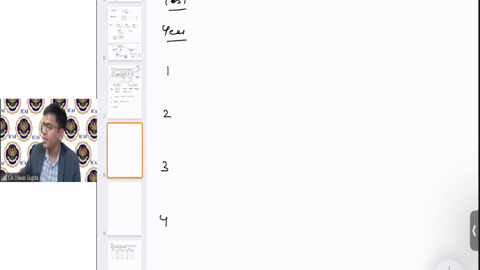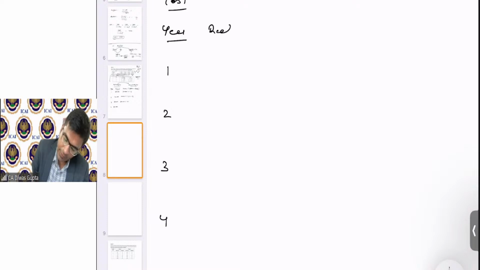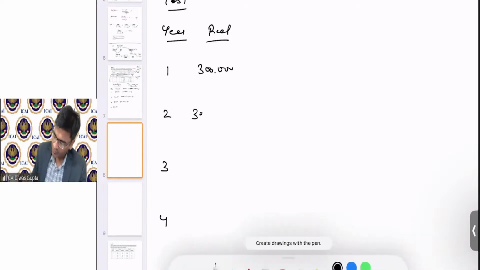Now similarly, the cost table, year 1, 2, 3, and 4. So the costs are 3 lakh, 4 lakh, 4 lakh, and 4 lakh. These are the real cash flows. 3 lakh. Sorry, the second one is 4 lakhs.